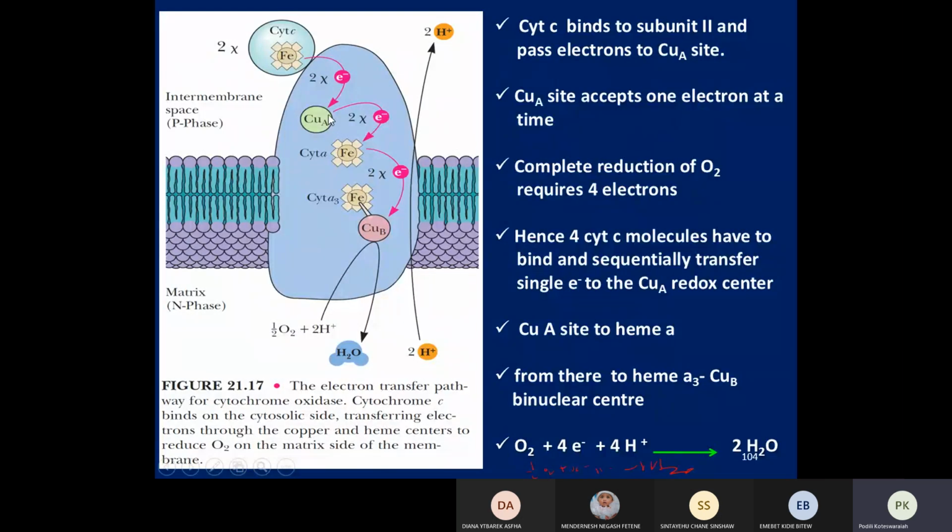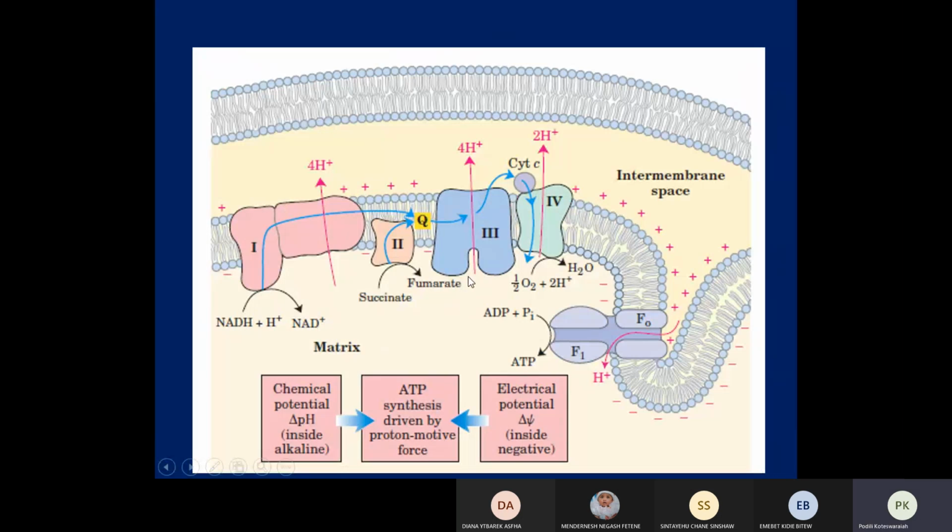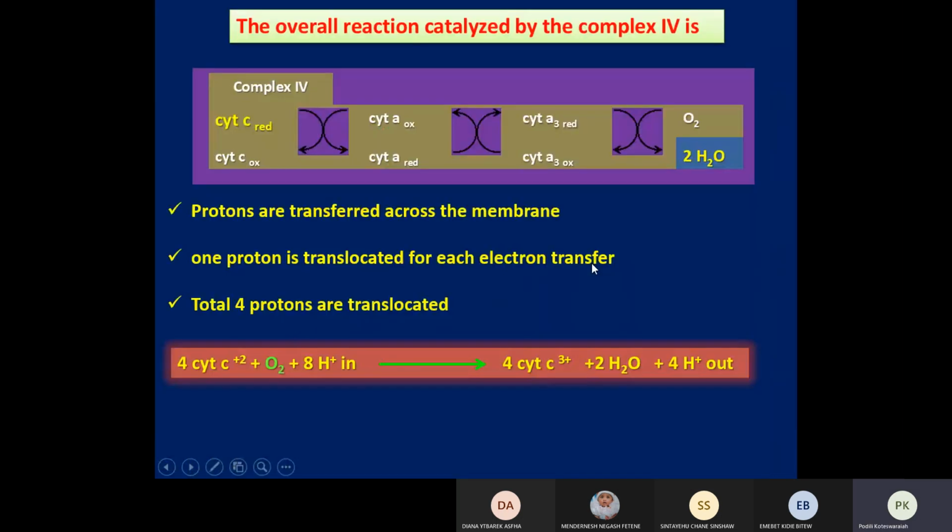From the copper A site, it moves to cytochrome a. From cytochrome a it goes to copper B, which is close to cytochrome a3, and this is the binuclear complex. Near the binuclear complex is the site for the reduction. That's where the oxygen is reduced to water, and that's what takes place in complex 4.